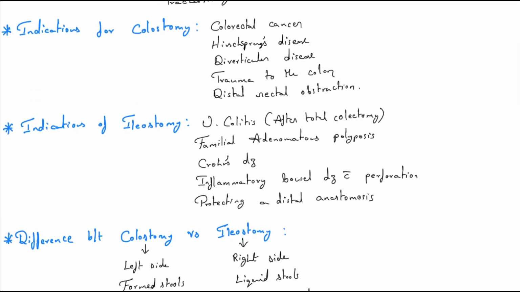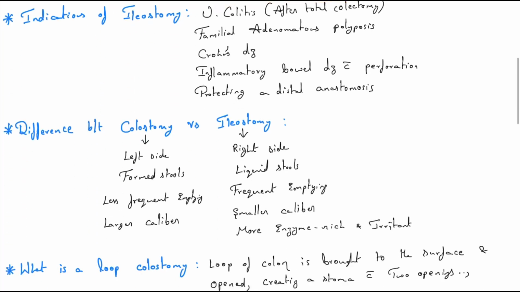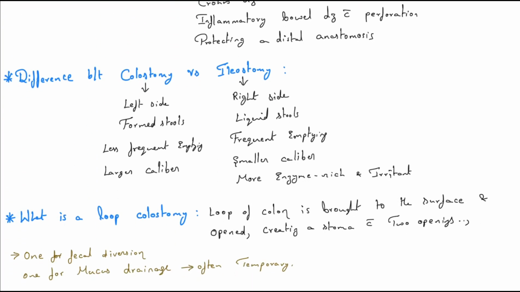So the indications of colostomy: if the patient has colorectal cancer, Hirschsprung's disease, diverticular disease, trauma to the colon, or distal rectal obstruction. The indications of ileostomy: ulcerative colitis after total colectomy, familial adenomatous polyposis, Crohn's disease, inflammatory bowel disease with perforation, and protecting a distal anastomosis. Next is the difference between colostomy and ileostomy. A colostomy we can see on the left side, and an ileostomy on the right side, in the right iliac fossa.